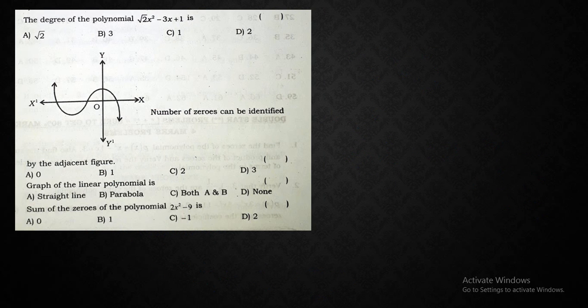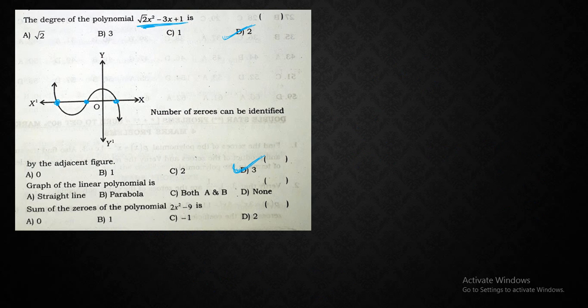Next, moving on to one more question. The degree of the polynomial. If you observe, this is in the form of ax square plus bx plus c. Since it is a quadratic polynomial, its degree is 2. Next, number of zeros. How many places is it intersecting the x-axis? My graph is intersecting the x-axis at 3 points, hence the number of zeros is 3.